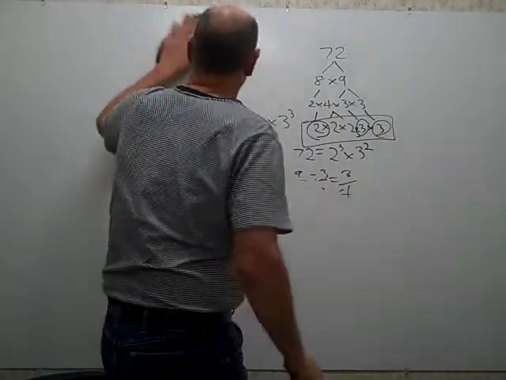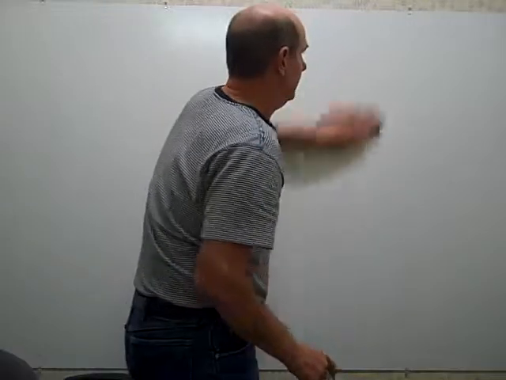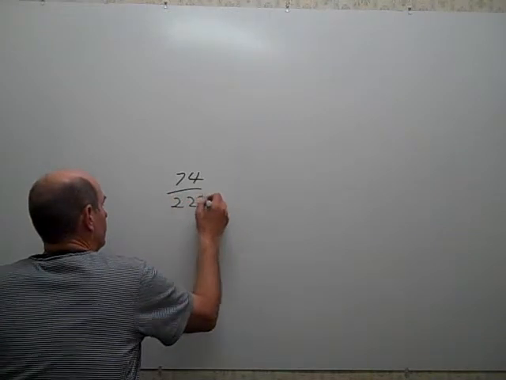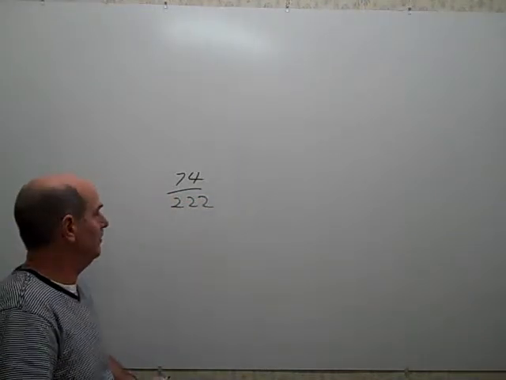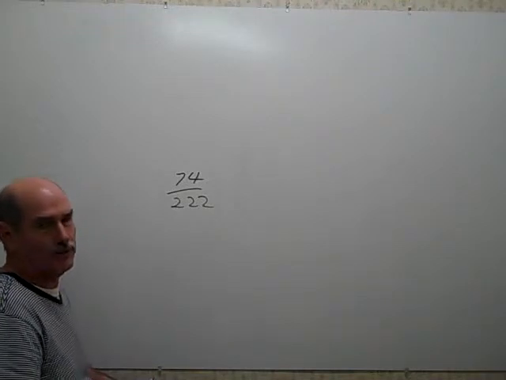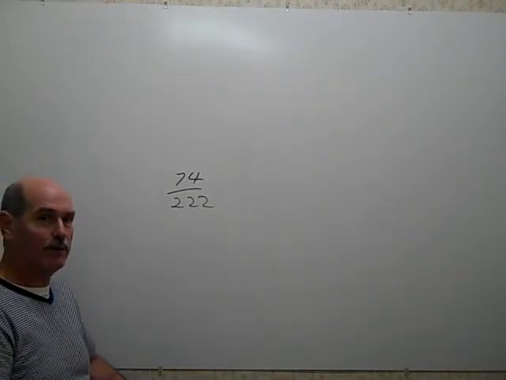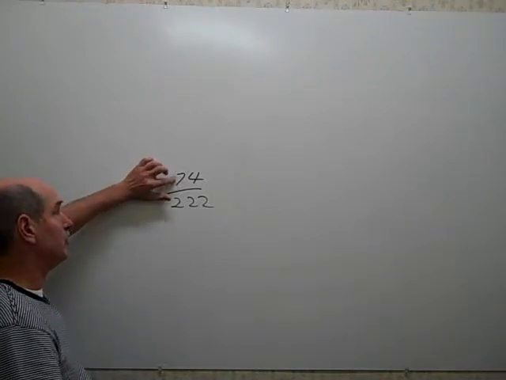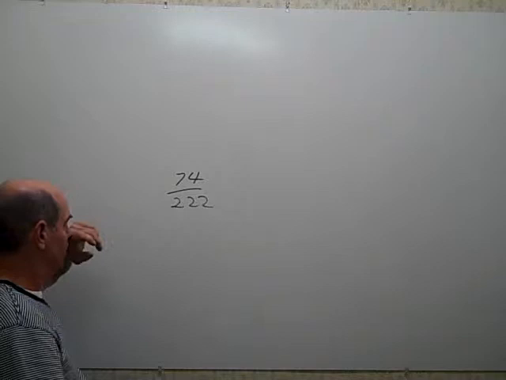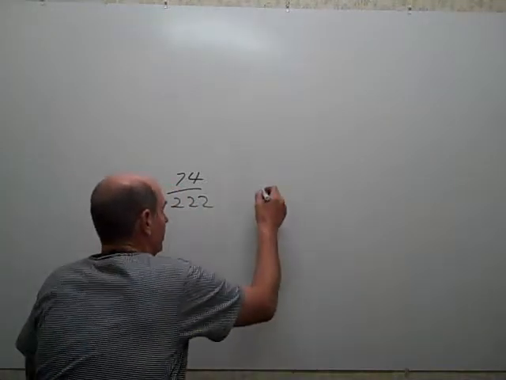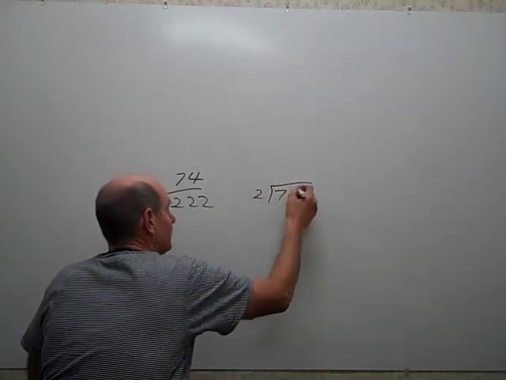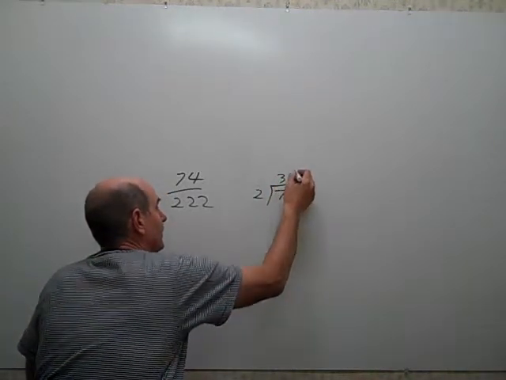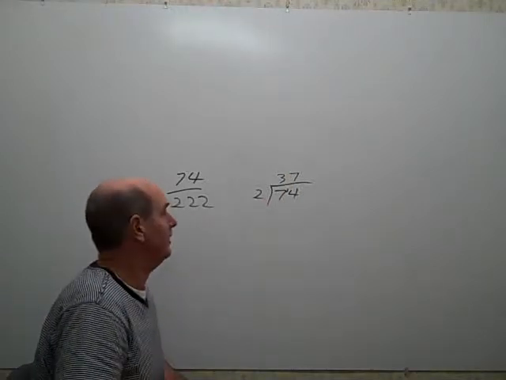We'll do one more example. We took 74 over 222, and these are numbers where it isn't going to be real obvious what the greatest common factor is or how to reduce this. Although you can see you could start by dividing by 2 because they're both even numbers. In fact, if I wanted to do repeated division, I could start with a 2 into 74, which gives 37. 37 is prime, so that's it.